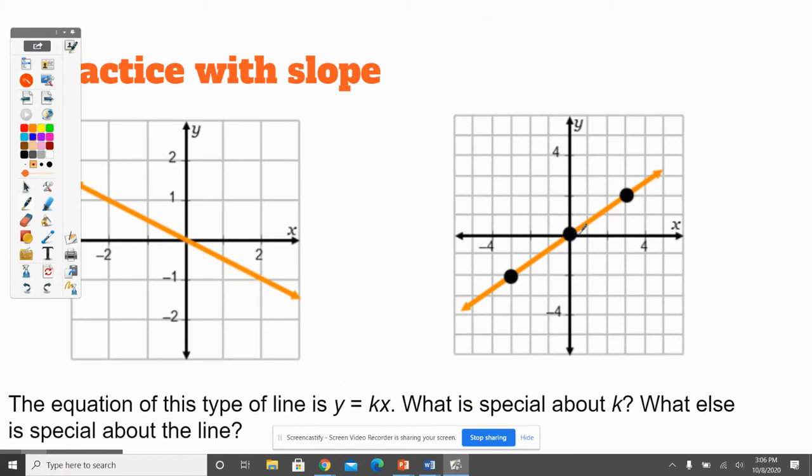Here's another practice with slope. The dots are already nicely picked for us. The scale is going by 1, so make sure you pay attention to that.